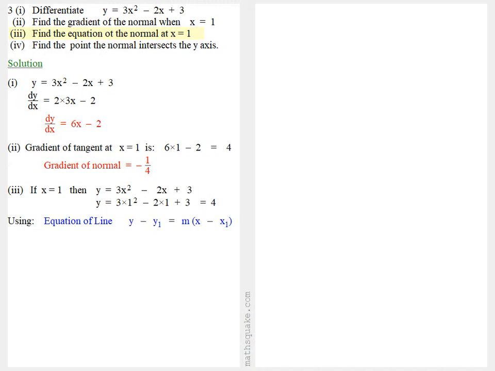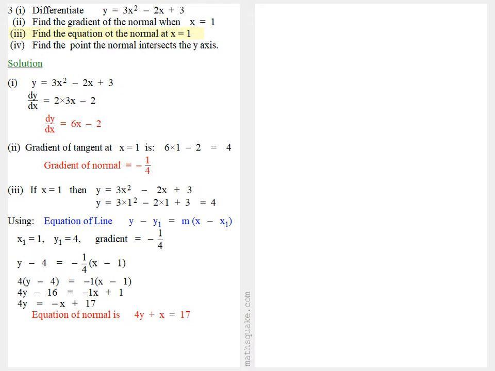So, we have the equation of the line y minus y1 equals m into x minus x1, with x1 equal to 1, y1 equal to 4, and the gradient m equal to minus 1/4. So substituting those in, we have y minus 4 equals minus 1/4 into x minus 1. If we multiply all the way through by 4, 4 into y minus 4 equals minus 1 into x minus 1. So 4y minus 16 equals minus x plus 1, or 4y equals minus x plus 17. So we can write the equation of the normal as 4y plus x equals 17.